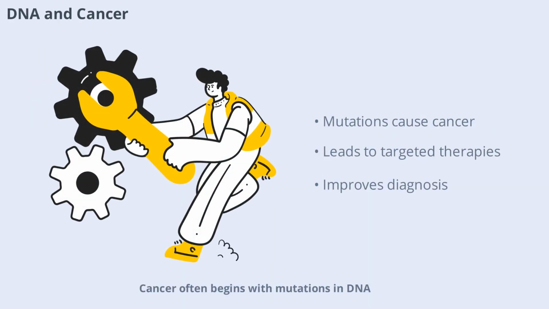Cancer often begins with mutations in DNA that disrupt normal cell growth and division. These changes can be caused by environmental factors, inherited genes, or random errors. Understanding the genetic basis of cancer has led to targeted therapies and improved diagnosis, offering hope to millions of patients.